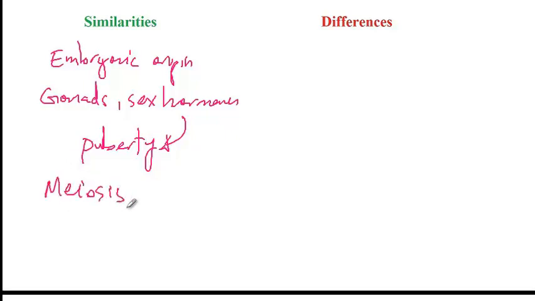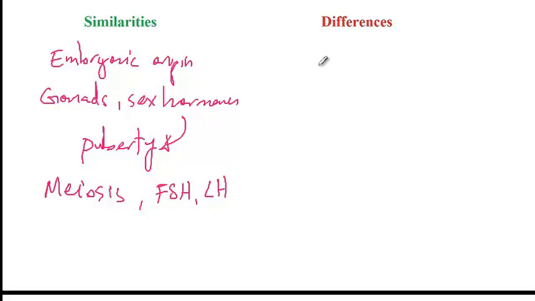So that's another common feature that we see in both of the reproductive systems. And then both systems rely on follicle stimulating hormone and luteinizing hormone in order to regulate secretion of different hormones and different products. Now let's talk about the differences between these structures.